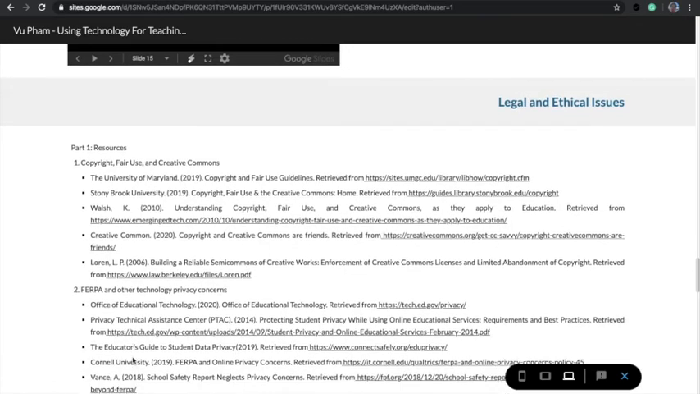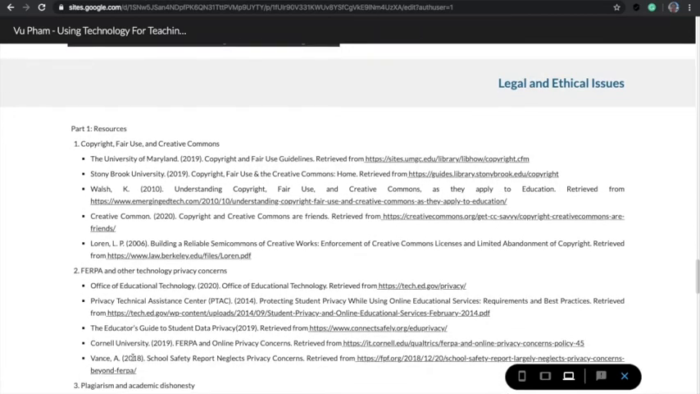Legal and ethical issue is one of my favorites for this class because most of the time when I create the daily lesson plan, I have to search for ideas. So many times I didn't cite the resource that I used because I thought I already fixed the names and the problems, but I didn't realize that I violated the copyright by doing that.